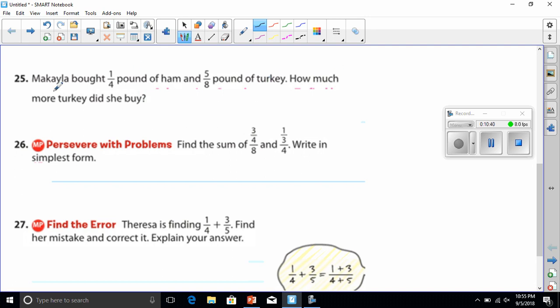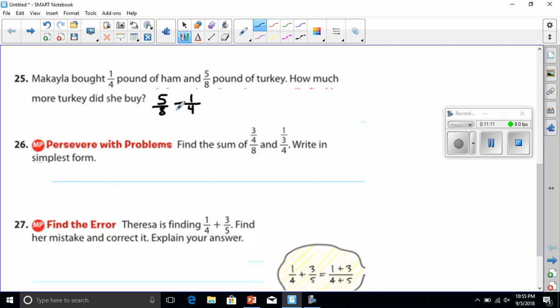I want to know how much more. I've got to find the difference. Okay, how much more turkey did she buy? All right, so basically, I have to listen to those words carefully: how much more turkey, which means I know that 5/8 is going to be more. So this is 5/8 minus 1/4.